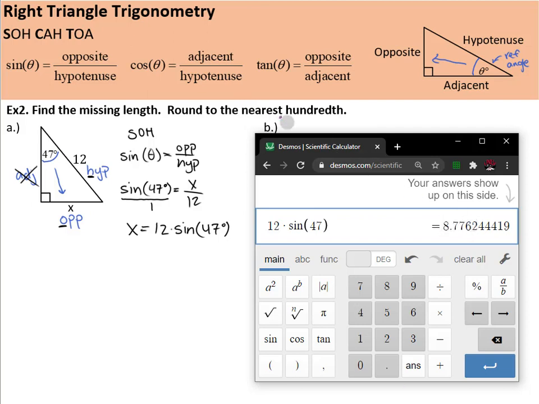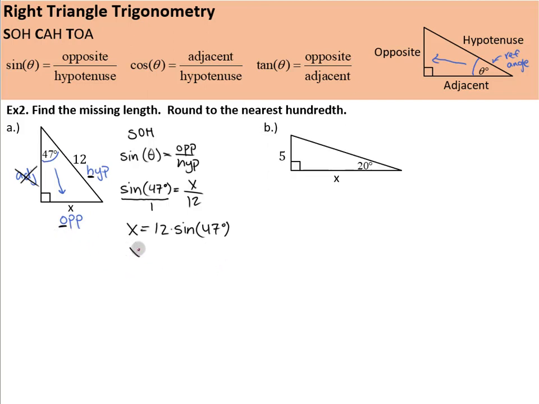8.776, etc. So it says round to the nearest hundredth. So that's 2 decimals, but remember we'll need to look at 1 and more to figure out how to round. So here we need to round up. 8.78. 8.78 is our approximate missing length.